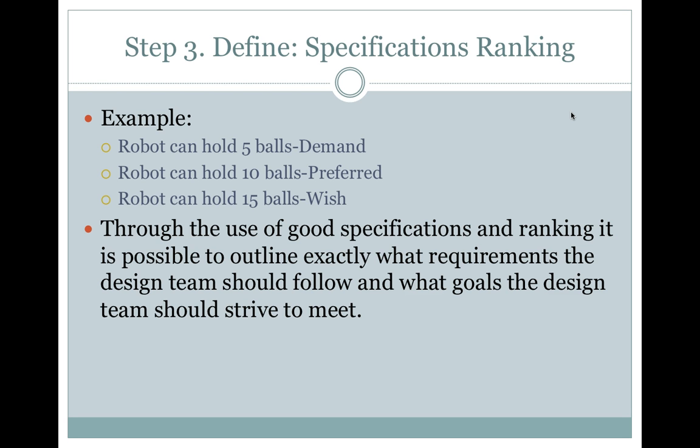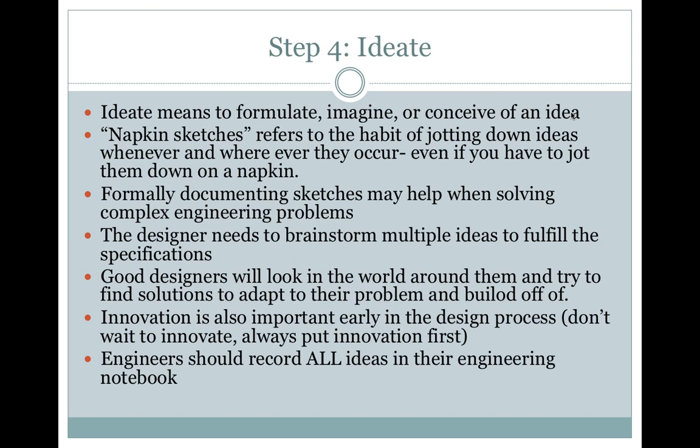Example: robot can hold 5 balls, that's the demand. Robot can hold 10 balls, that's preferred. Or robot can hold 15 balls, the wish. Through the use of good specifications and ranking it, it's possible to outline exactly what requirements the design team should follow and what goals the design team should strive for.